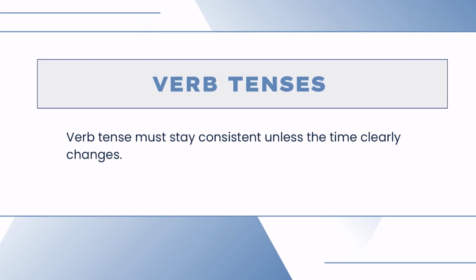Verb tenses is the next grammar hack that you need to know. Verb tenses must stay consistent unless the time clearly changes.